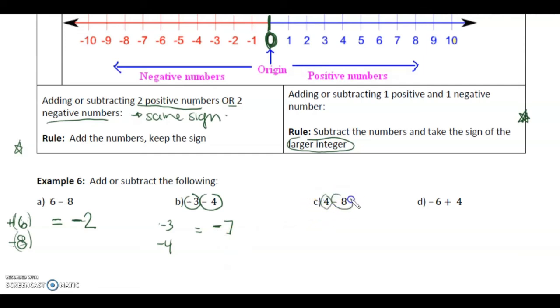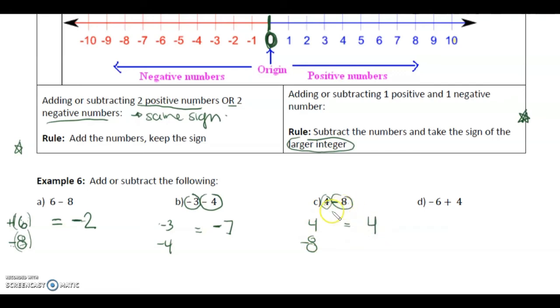Okay, we have two numbers here. We have a 4 and we have a negative 8. We're going to treat that minus sign as a negative. Because they have different signs, we're going to follow the second rule. So we're going to subtract these two numbers. In my head, I always just do the biggest one minus the littler one. 8 minus 4 is 4.